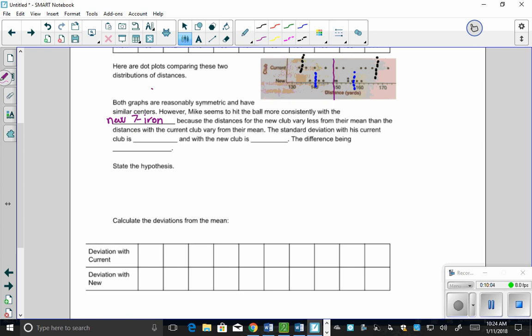The standard deviation with the current club is 13.56 yards. And with the new club, the standard deviation is only 7.72 yards. The difference being, if you subtract them, is 5.84 yards.